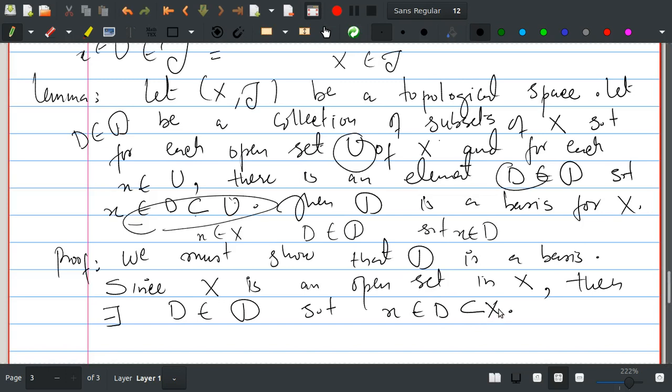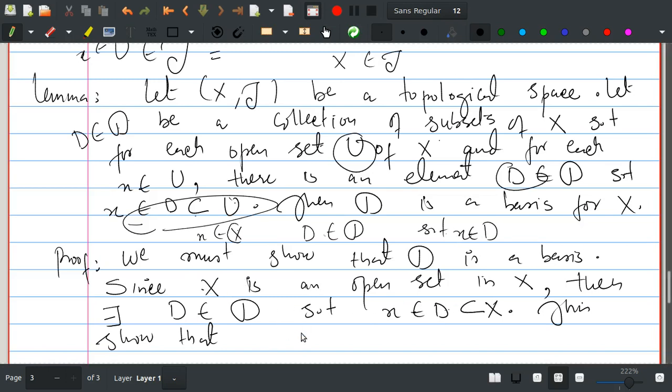So this shows that this D satisfies the first condition to be a basis, which is precisely this condition: if we have any little x in X, we are able to find D in D such that this x is in D. So we have proved this here. This x was given, and this x is in D and this D is contained in X.